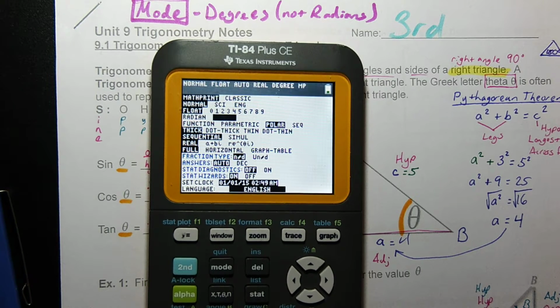Does anybody need a calculator? How do I do that? Mode. Mode, and then like fourth item down. It switched my answer. Oh my gosh.